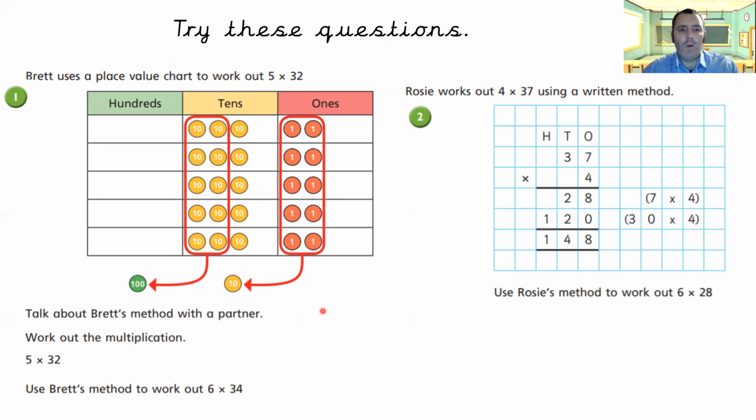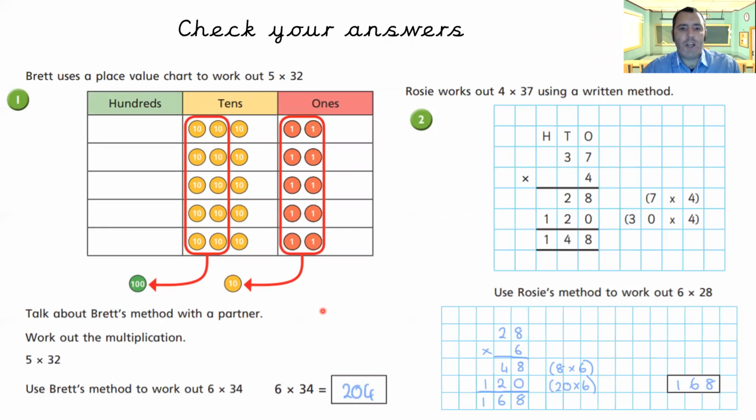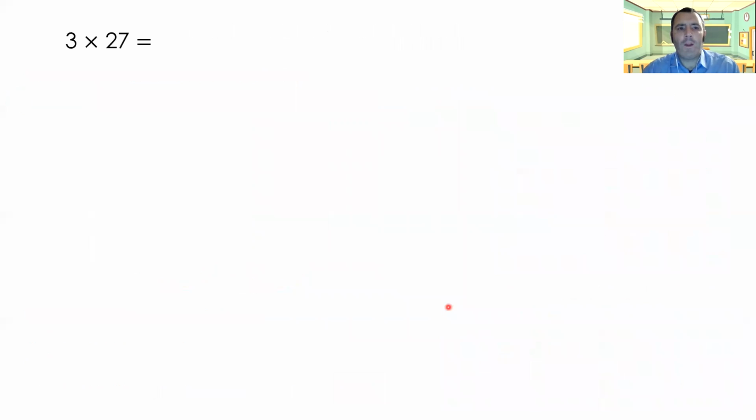Okay, we'll move on and we'll look at our answers. See how you got on. So we've got 6 times 34 was 204. And 6 times 28, I've even been really helpful there and written it all out for you so you can check your written calculation against my written calculation down here at the bottom. We should have 168. Well done if you got those correct. If you didn't, maybe rewind the last 2 minutes and just have a look over the method and make sure you've really understood it. We're going to move on.